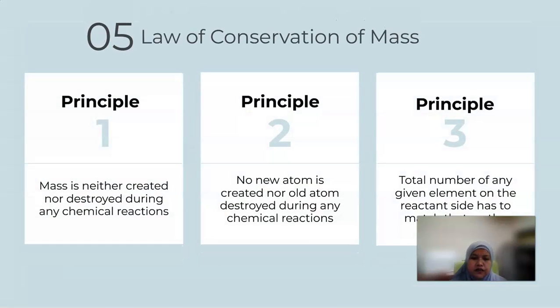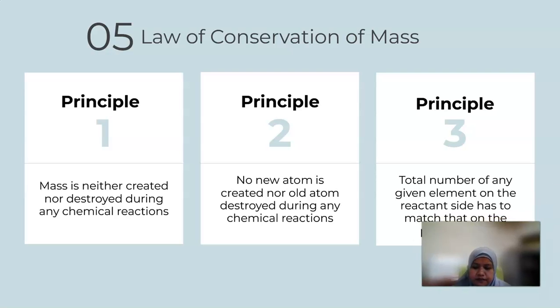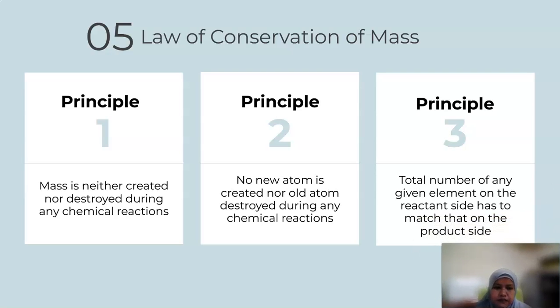Alright, as for the law of conservation of mass, we have three principles here. The first principle is mass is neither created nor destroyed during any chemical reaction. Principle number 2, no new atom is created nor is any atom destroyed during any chemical reaction. Principle number 3, the total number of any given element on the reactant side has to match that on the product side.